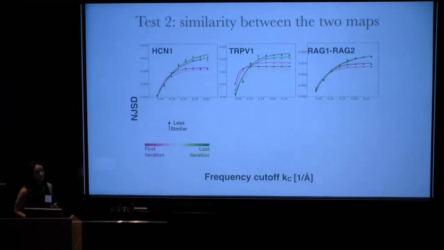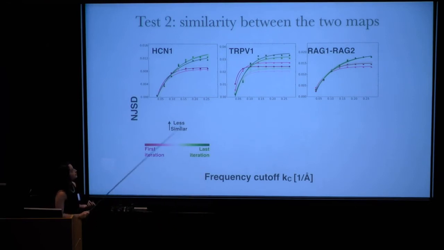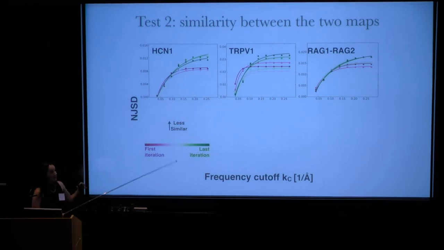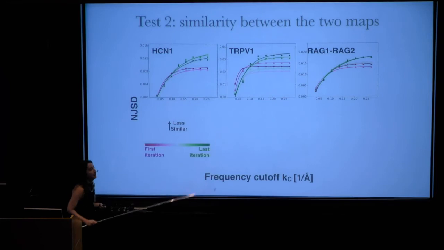So we find a very similar behavior for the standard cryo-EM systems. So basically, as higher frequencies are added to these maps, we see that the normalized Jensen-Shannon divergence increases, so the probability distributions are less similar. And we also see that the plateau that the data reaches as a function of the iteration increases with the iteration.